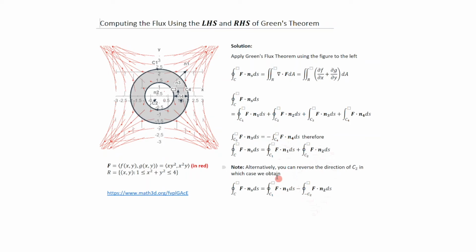Alternatively, if you wanted to, you could reverse the direction of C2. So instead of going in this direction, you could go in this direction for this particular interval. And that would mean this becomes minus C2. But if you change the direction on the contour, then this sign has to change with it as well. So this would become minus F dot n_2 ds. Even though you're keeping n_2 in this direction, you'd have to invert the sign, so you put a minus here. So this is effectively the calculation that we're going to be performing.